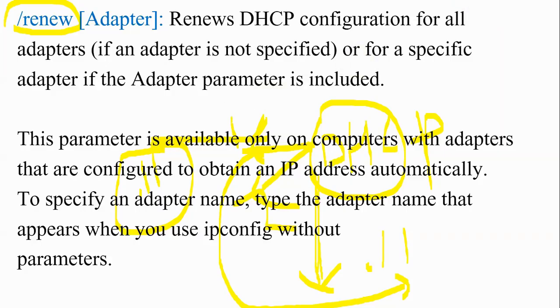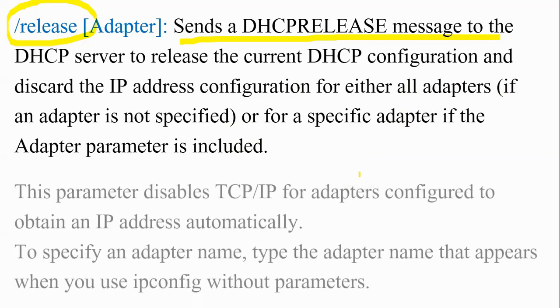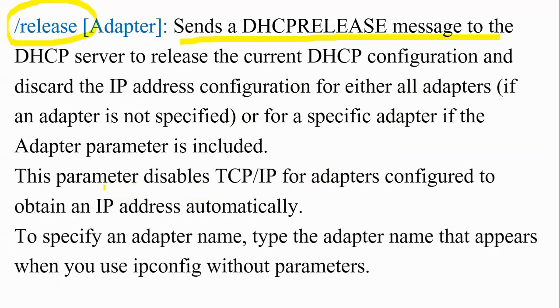I hope you understood what I tried to say here. Now I'll move to the next one. Yes, this is release. You should run this also. It will send a DHCP release message to the DHCP server to release the current DHCP configuration and discard the IP address configuration for either all adapters or any particular adapter you specify. And this parameter disables TCP/IP configuration on the adapter to obtain a new one.